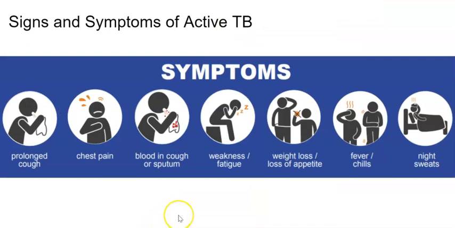Okay, so the signs and symptoms of active TB, and I'm going to be explaining active versus latent in a moment, are shown here. You will have a prolonged cough. You will have chest pain. You will cough up blood. You'll feel weakness and fatigue. There will be weight loss and a loss of appetite. So you're losing weight, but you don't really want to eat. Fever and chills and night sweats. These are all symptoms of active tuberculosis.